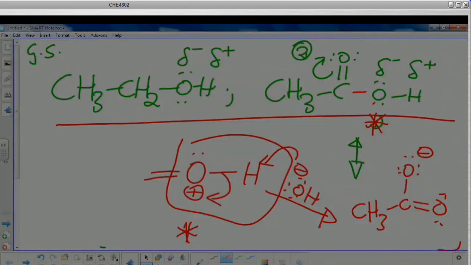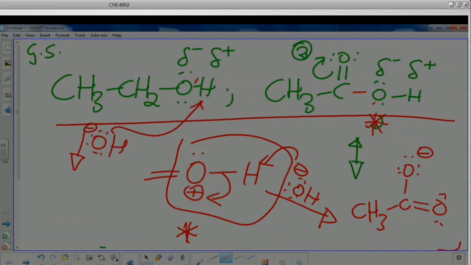Anything can take this hydrogen if it has lone electrons. Then after taking the hydrogen, you get the conjugate base. Conjugate base is the second step of an acid-base reaction. If you started with an acid, you'll notice that the conjugate base generated from acetic acid has two resonance structures. The one from alcohol, in the ground state, has no resonance.